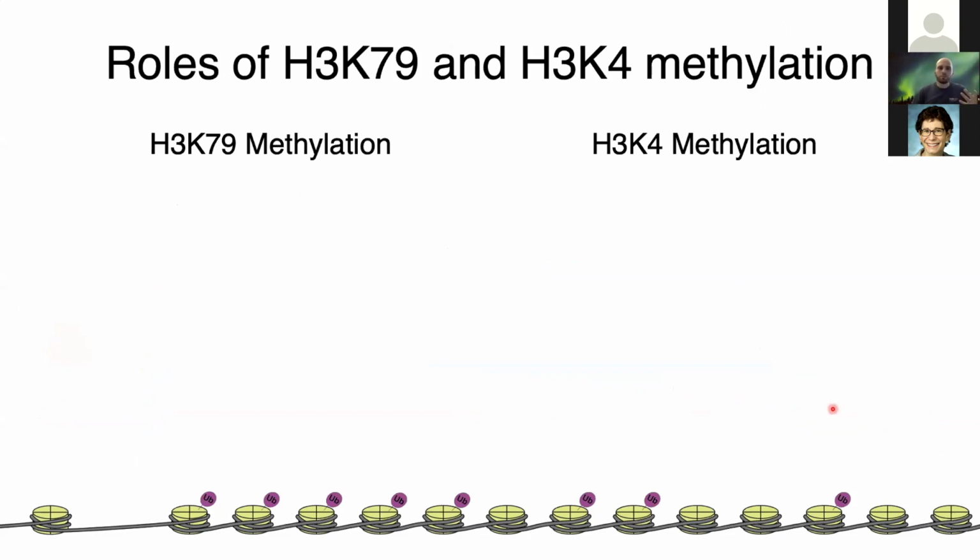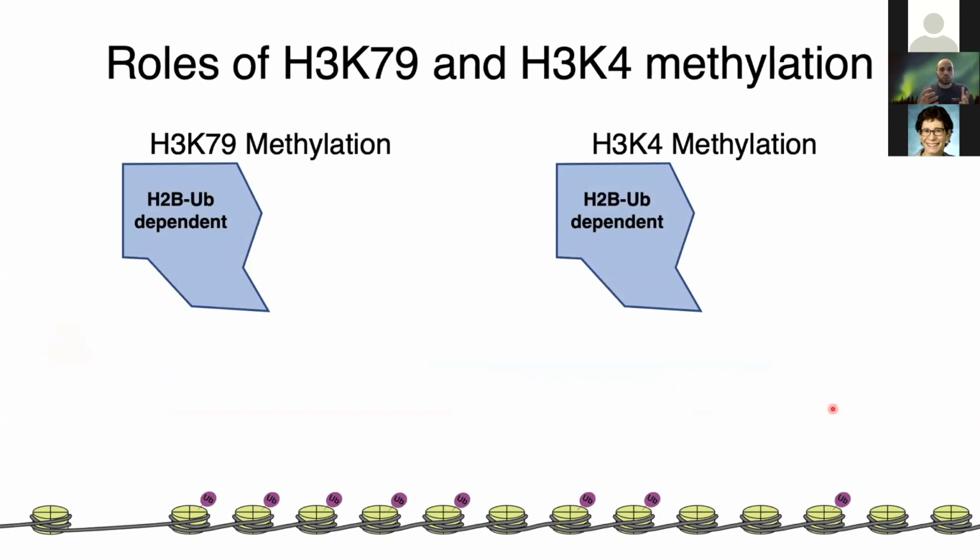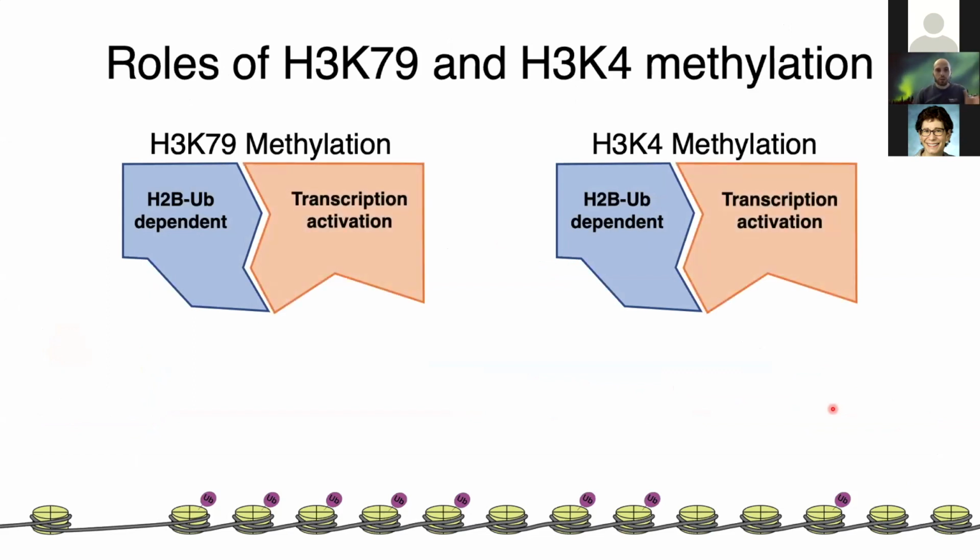The similar profile of H3K4 and H3K79 methylation on genomic loci implies that these two methyl marks are probably very closely related in their function. And indeed, if we look at the different functional characteristics of these two methyl marks, we can see that, of course, they're both completely dependent on H2B ubiquitination, and both H3K79 and H3K4 methylation are associated with active transcription.